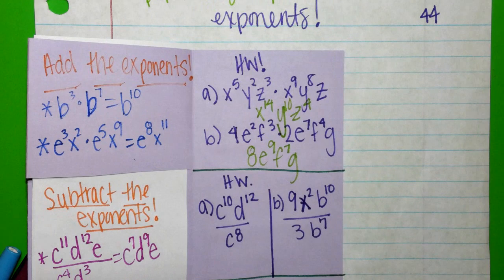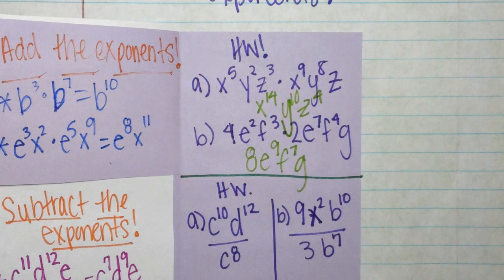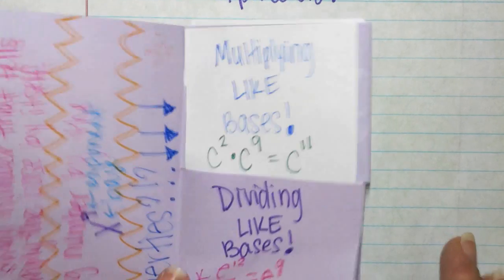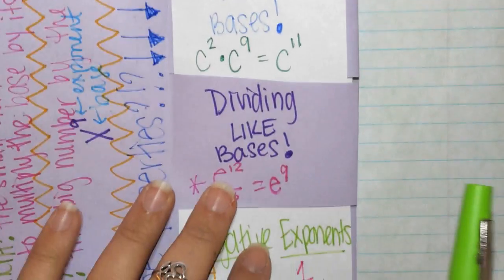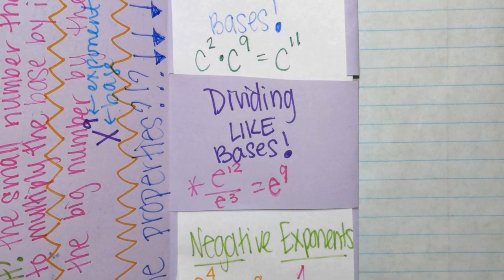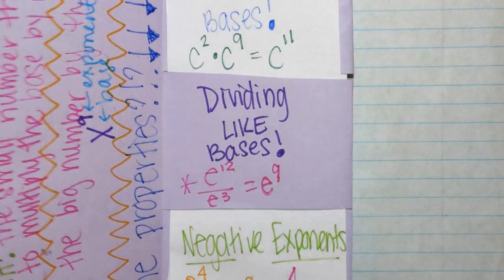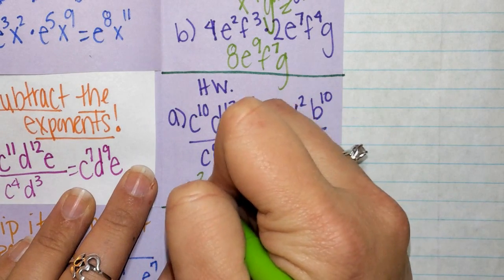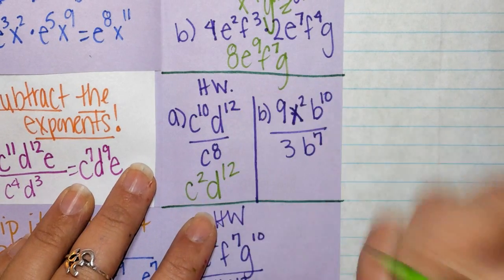Alright, so when you multiply like bases, what do you do to the exponents? Add the exponents. Fantastic. When you divide like bases, what should we do to the exponents? We should subtract them. So our homework on dividing last night, you should have gotten c squared times d to the 12th power.